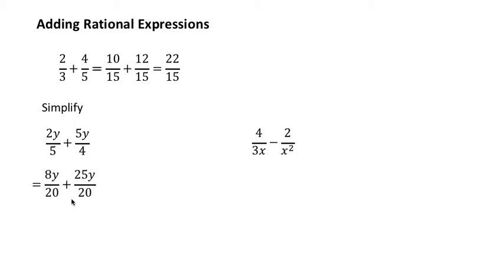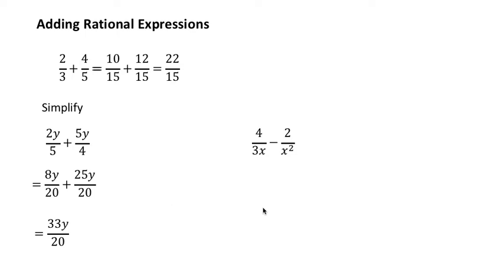20 our common denominator. So I have to times 5 by 4, so I times 2y by 4, get 8y. I have to times 4 by 5, so I times 5y by 5, 25y. And then 8y and 25y makes 33y, common denominator.